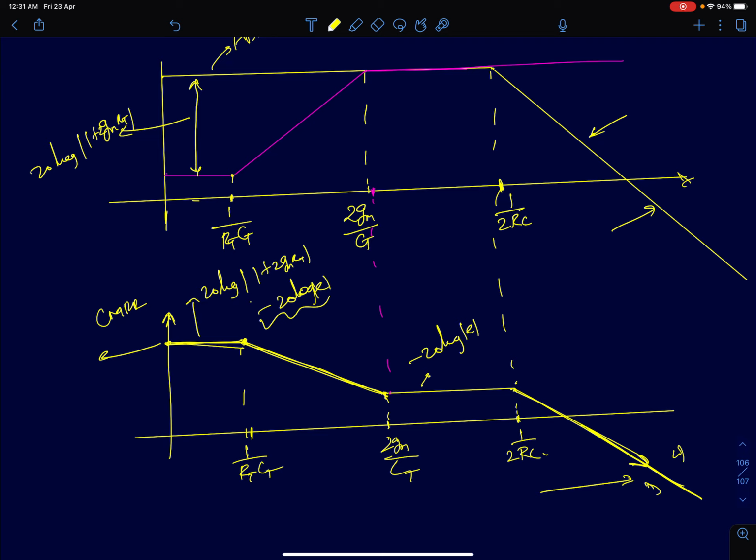Okay, so we have analyzed three different circuits. I'll stop at this point. We'll consider a few more examples in the upcoming lectures. Thank you.